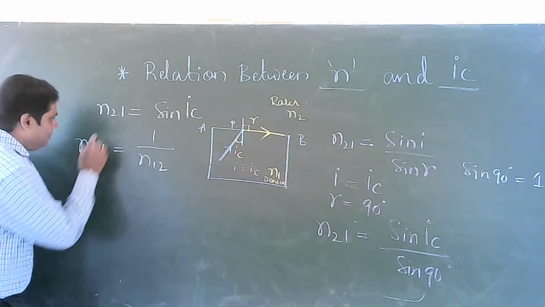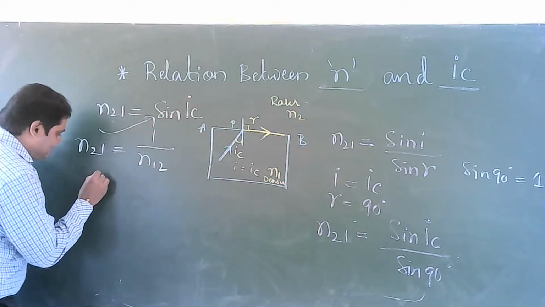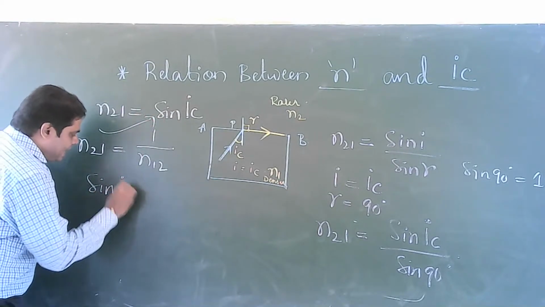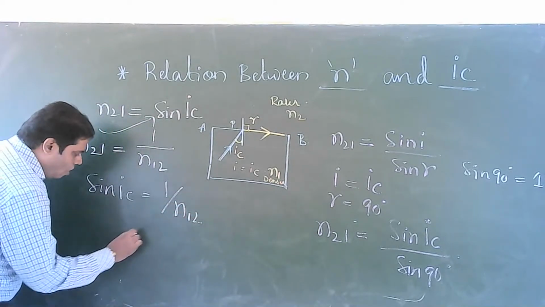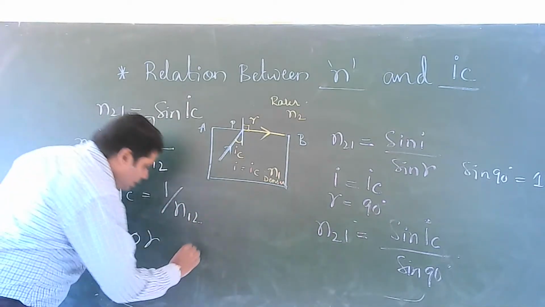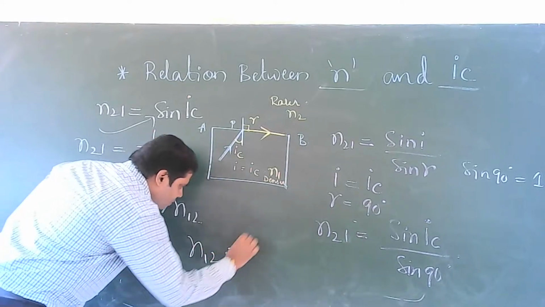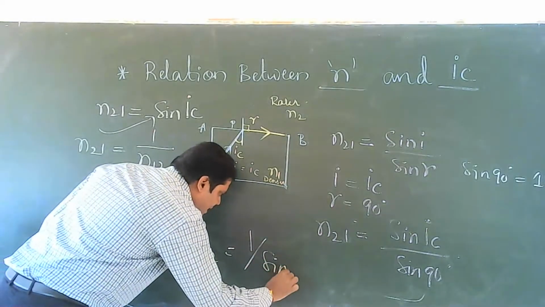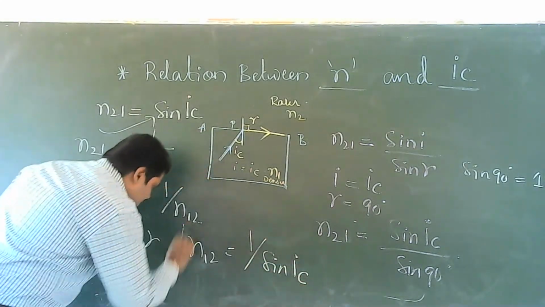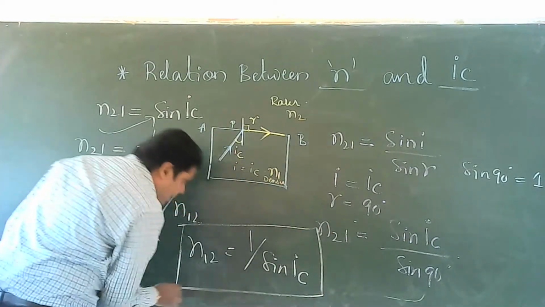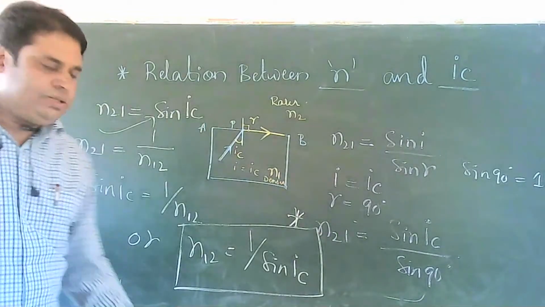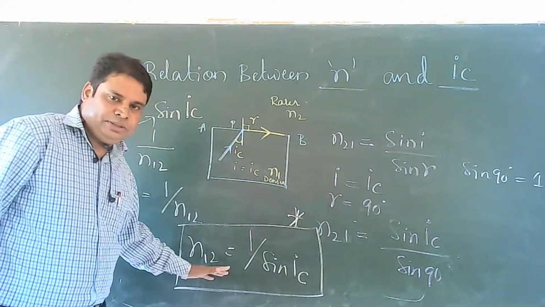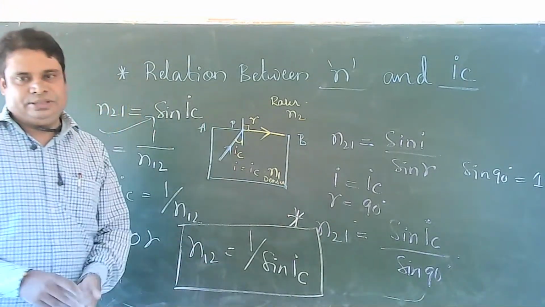In place of N21, let me write sin IC. Sin IC is equal to 1 divided by N12, or N12 is equal to 1 divided by sin IC. This is a very important relation when solving problems. Some of the problems, we are supposed to use this relation.